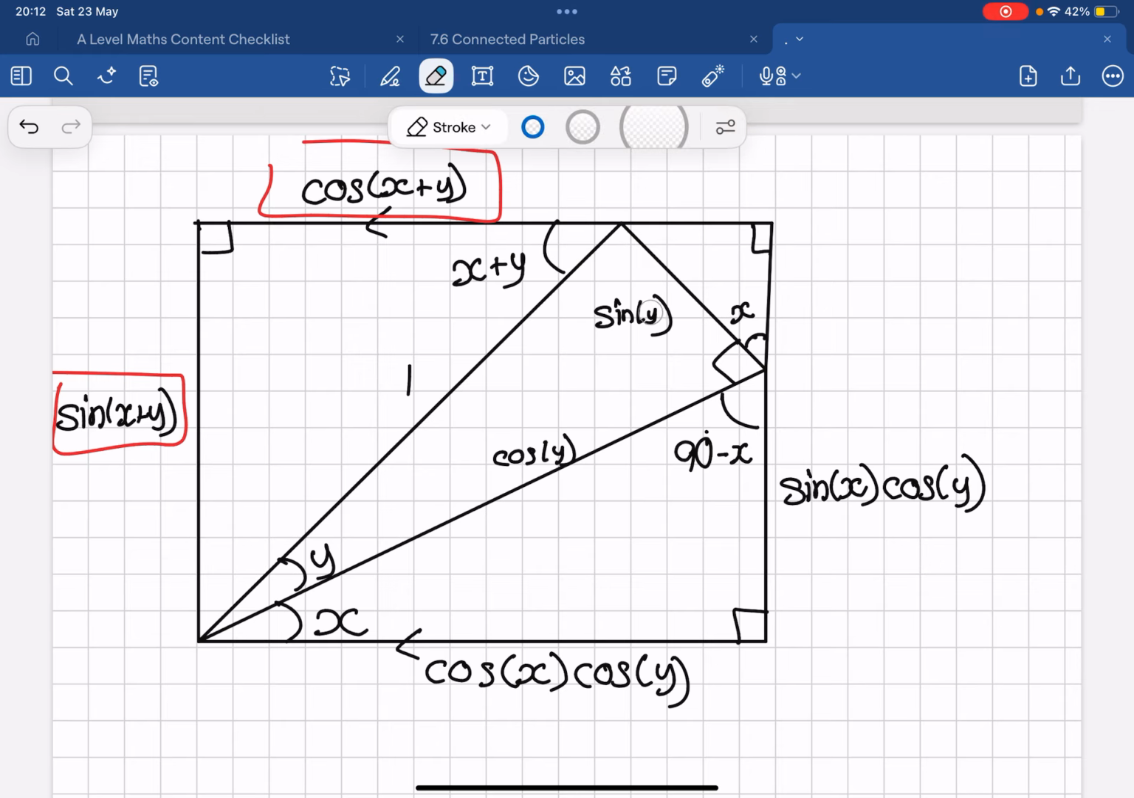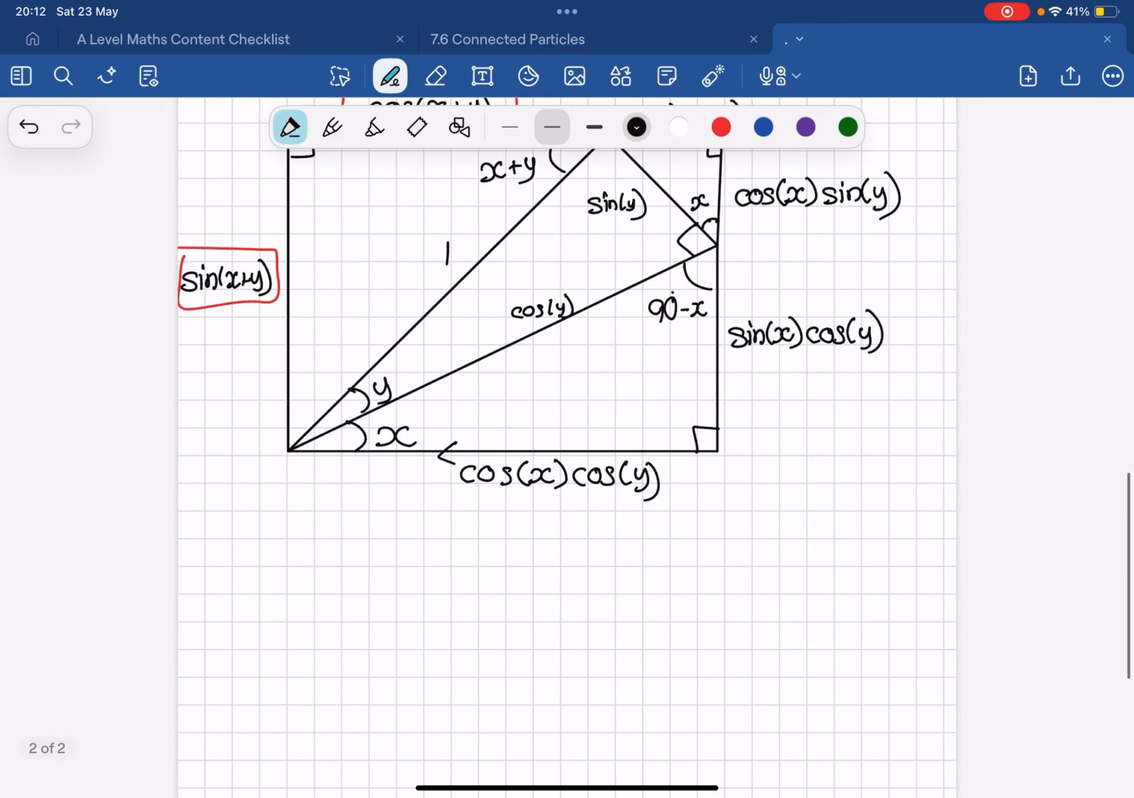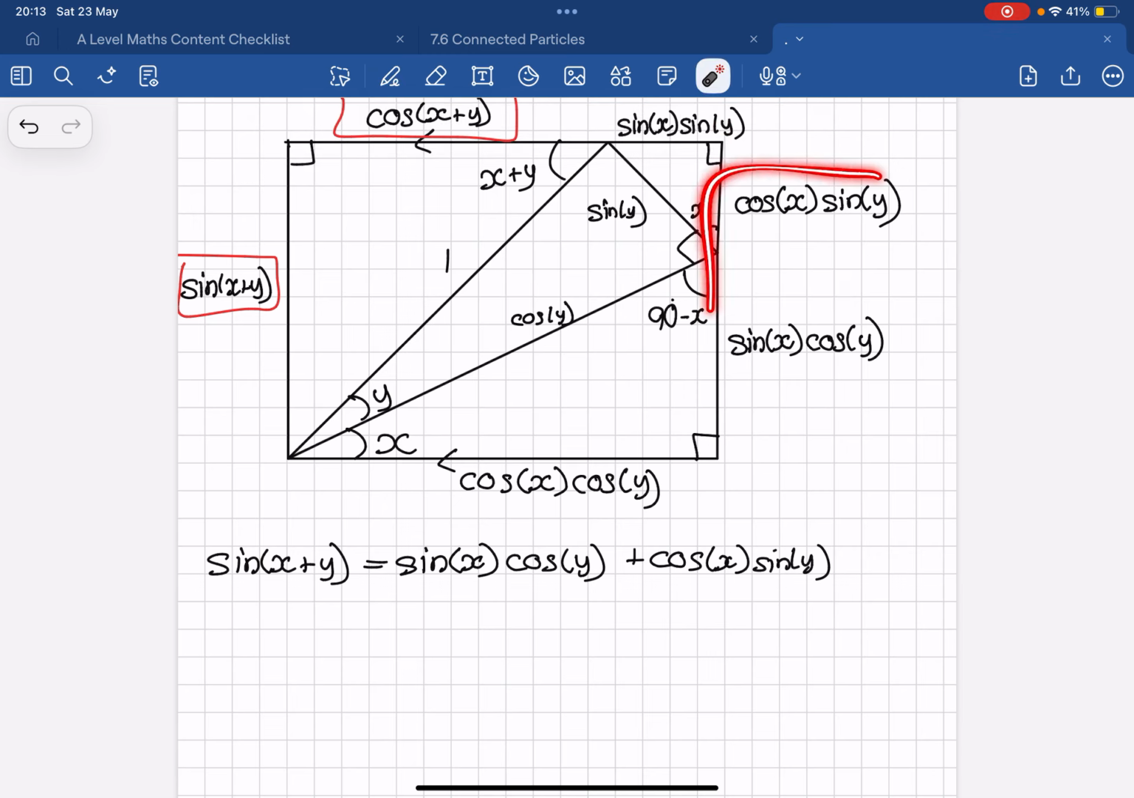So we've got the length sine y as our hypotenuse, so this length here is sine x sine y, and here we'd have cos x sine y. Voila, we've got our lengths that we needed. So sine x plus y, our height of our shape. So sine x plus y equals sine x cos y plus cos x sine y. So what we've just done there is just sum these two lengths.